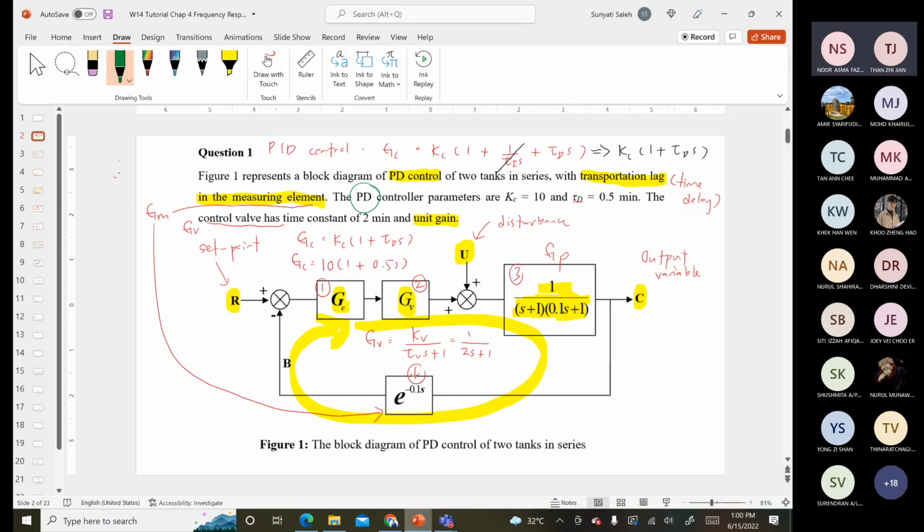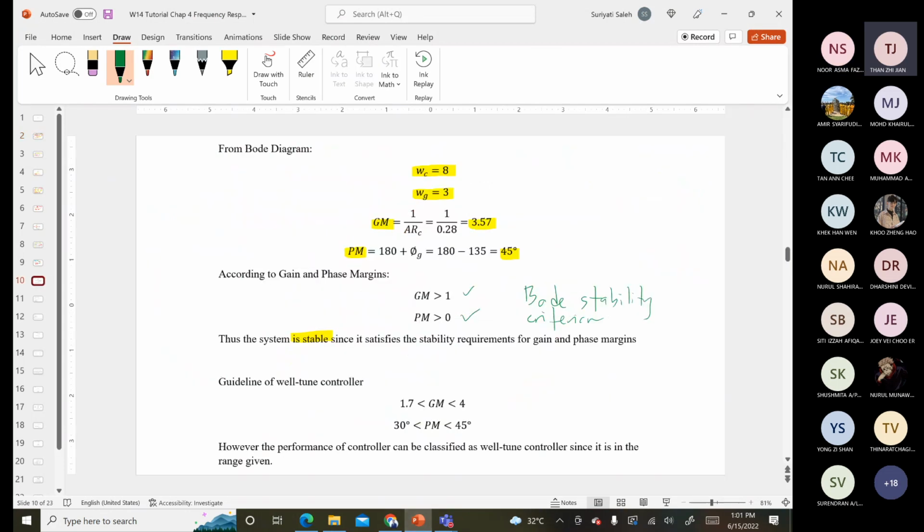So according to this, since your GM is 3.57 and your phase margin is 45, 3.57 is in the range and 45 is on the border. So here we can say that the performance of the controller is okay, is satisfactory because it's in line with the range. Although the phase margin is on the border, we still consider it okay. So these are the two criteria.